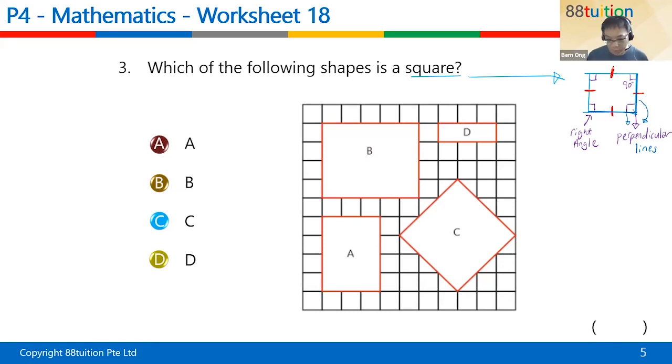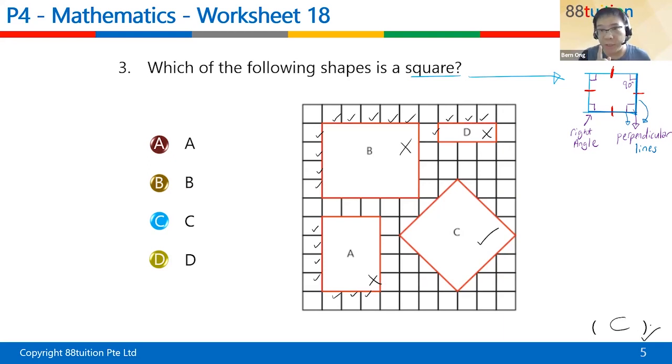So which one looks like all four sides are of the same length? Obviously, this one is out. How come this one has 5 squares across and down here has 4? It doesn't balance. It must be of the same length. Down here has 3 squares, down here has 1. Not balanced. Cannot. Down here has 4 squares, down here has 3 squares. Nope, not balanced. So the odd one out is obviously C. So C is the answer.